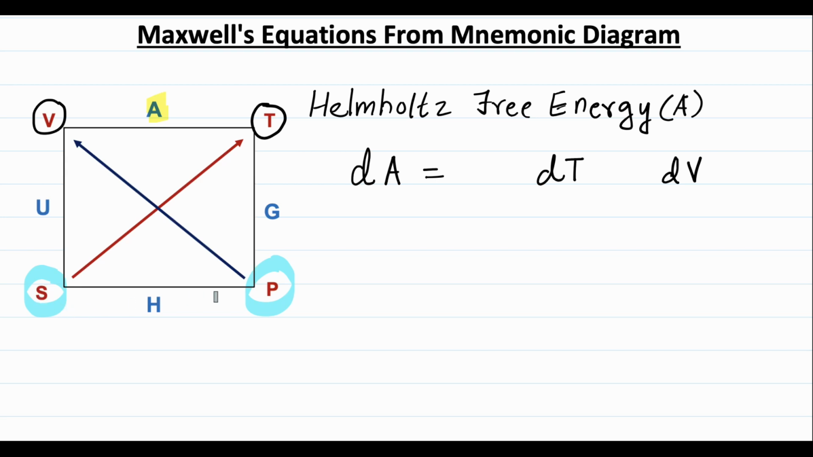As we can see here, the diagonal arrow is pointing away from both the coefficients. Because of that, we can give them both a negative sign. So we can write it down: minus SdT minus PdV. So the total differential for Helmholtz free energy is dA is equal to minus SdT minus PdV.